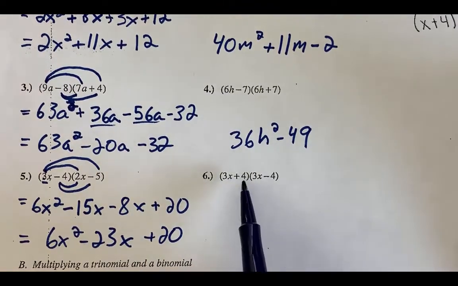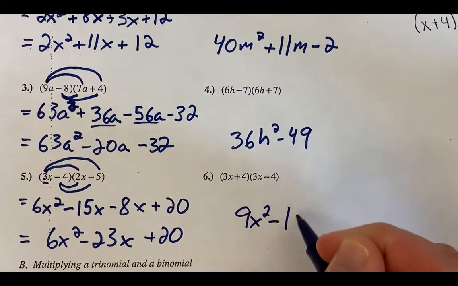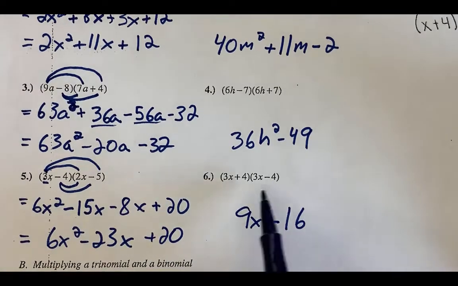Go ahead and try number 6. Pause. Hopefully you paused, and you should get 9x squared minus 16 on that one. That one, the middle terms drop out, so you get a minus 12x and a plus 12x. And so you end up without a middle term there. So this is 9x squared minus 16.